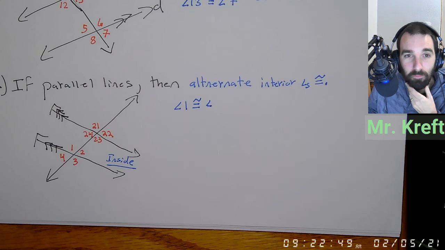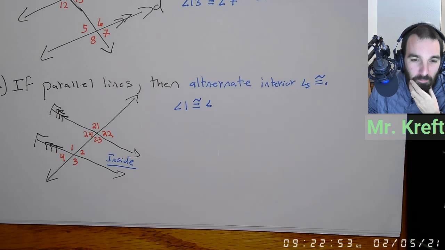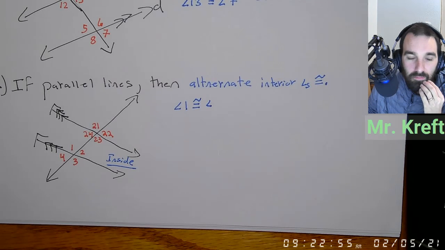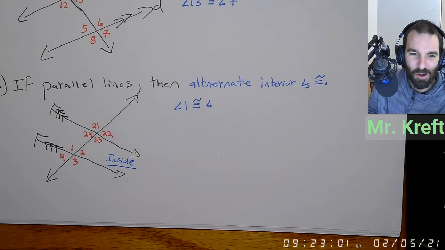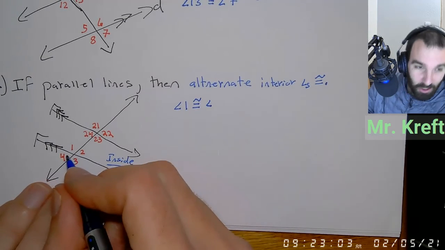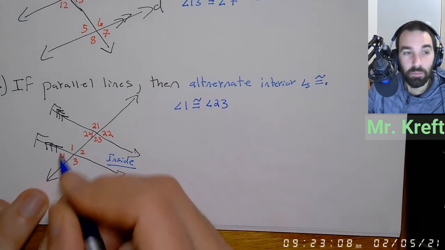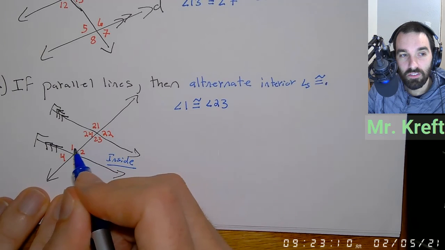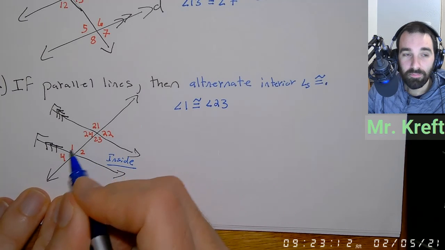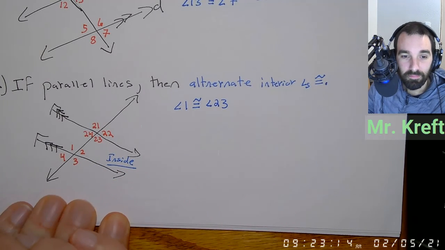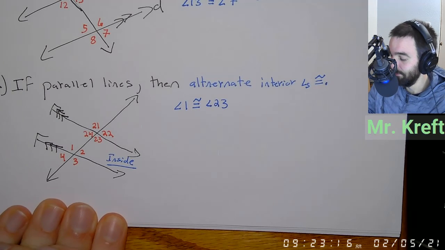Maybe I'm going too fast. Usually a sign of no one typing in chat means I'm going too fast. Yeah, I'm starting to get some answers now. Ooh, you guys are doing really well. Yeah. So angle 1 would be congruent to angle 23, right? Because they are alternate interior angles. I will slow down a little bit.